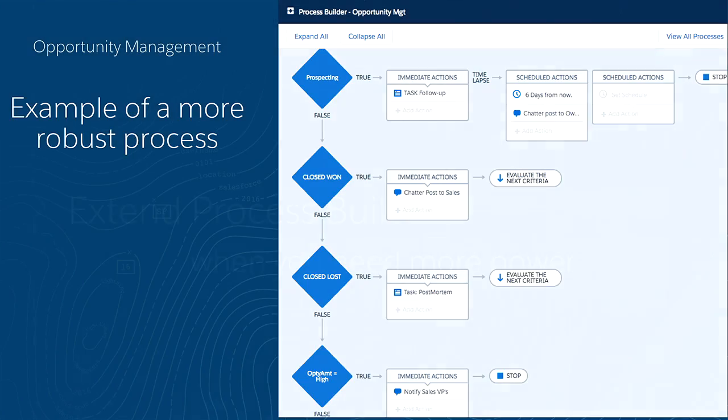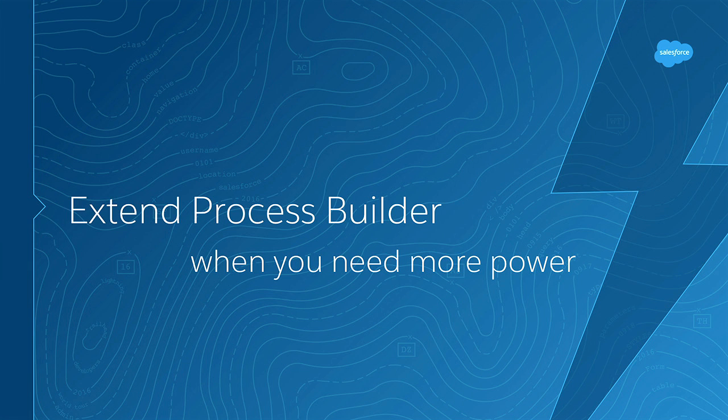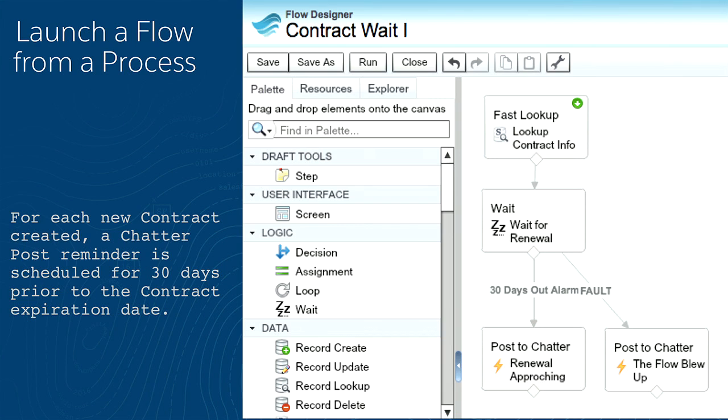Okay. Now, what happens when you need more power? So there's some things the Process Builder can't do, and that's by design, right? We're trying to keep it very, very simple and segregated. So when Process Builder can't do everything, you can launch a flow. Now, with flow, it's a lot like visual programming, right? There's a lot more you can do. You can loop through collections of records. You can have things wait and wake up.